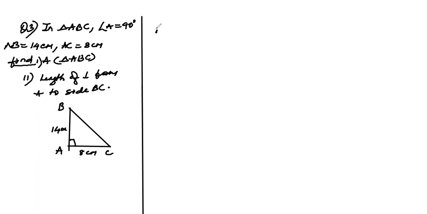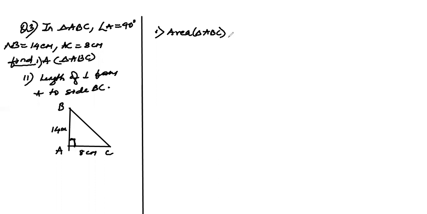Now listen, for the first one, very simple, children. Whenever in a right angle triangle, the sides making the 90 degree angle are base and height. In a right angle triangle, whenever the word area comes, you should remember this. The sides making the 90 degree angle are base and height. So naturally, the area of triangle ABC is half into base into height.